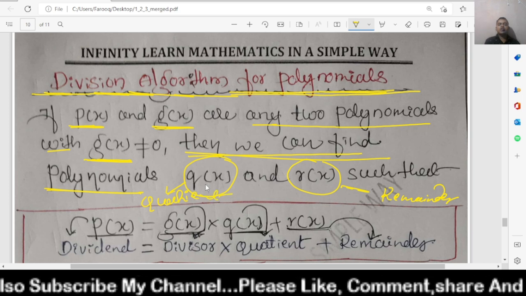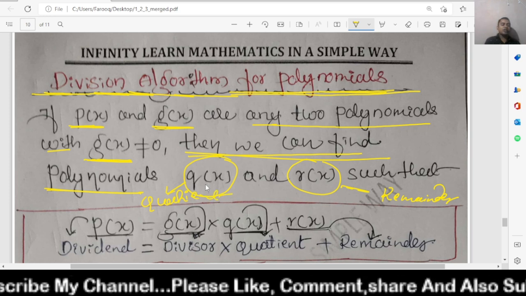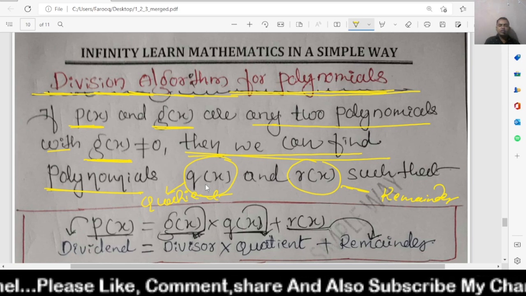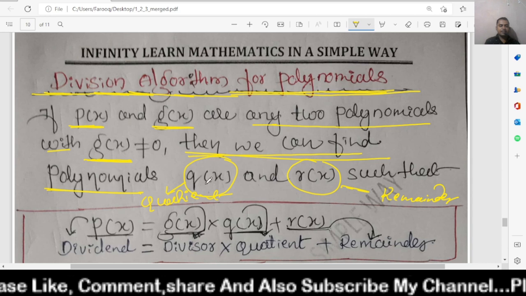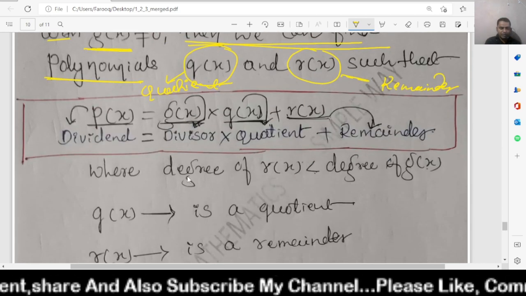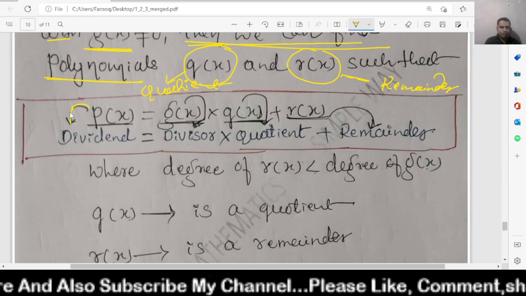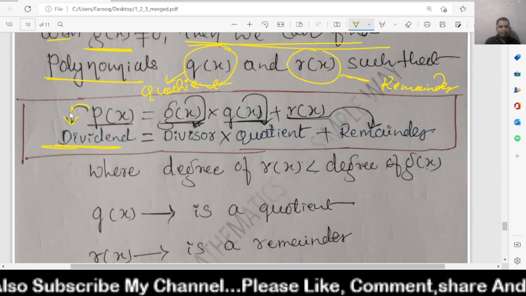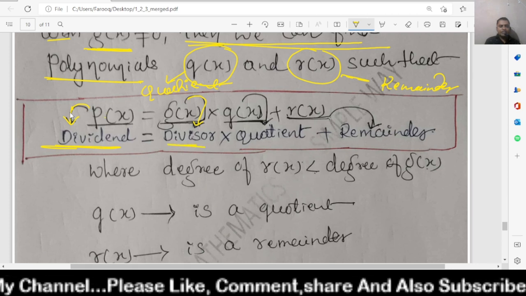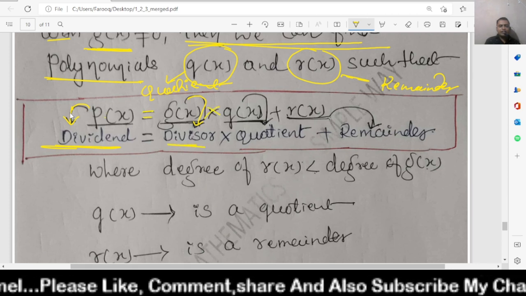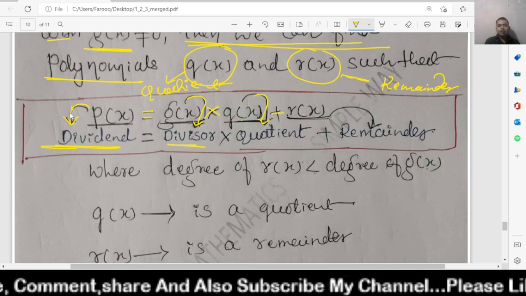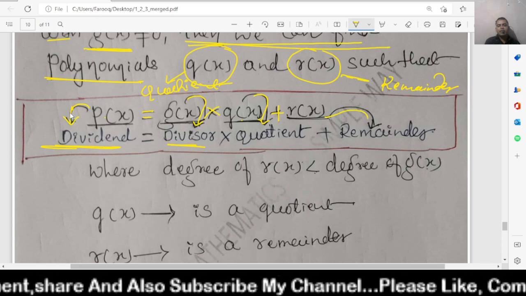Q of x is the quotient, r of x is the remainder, p of x is a polynomial, and g of x is also a polynomial. p of x is called the dividend and g of x is called the divisor. P of x is equal to g of x into q of x, where q of x is the quotient, plus r of x, the remainder.